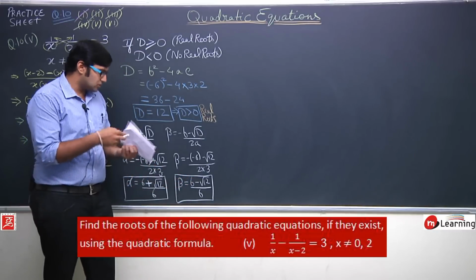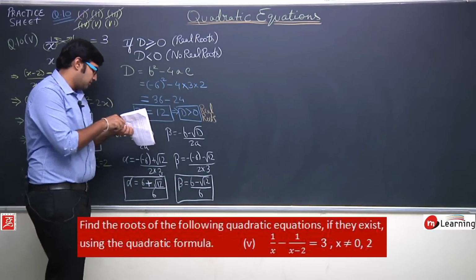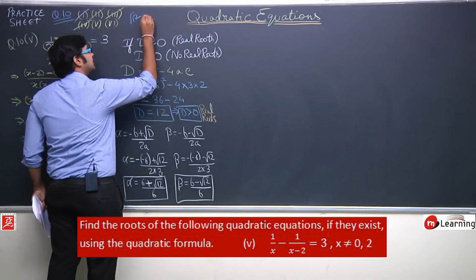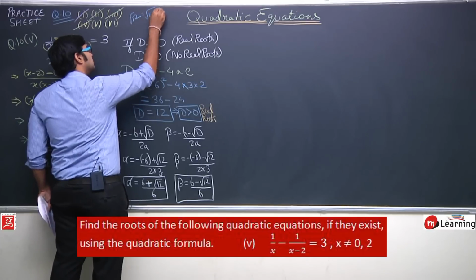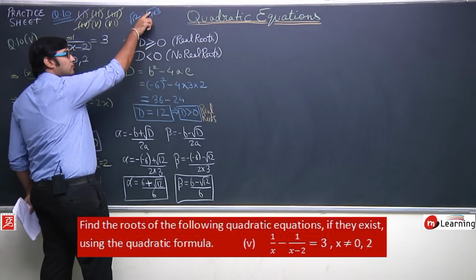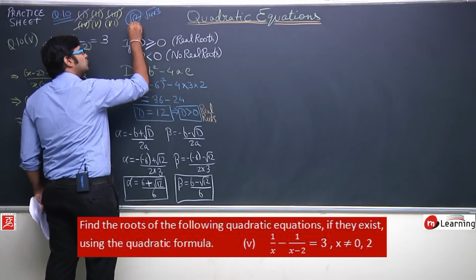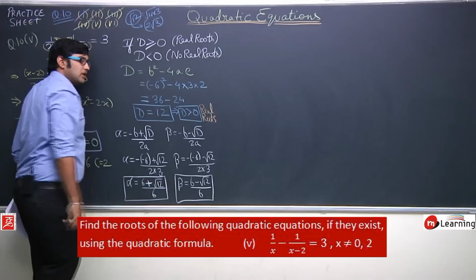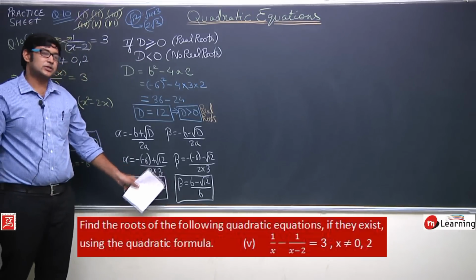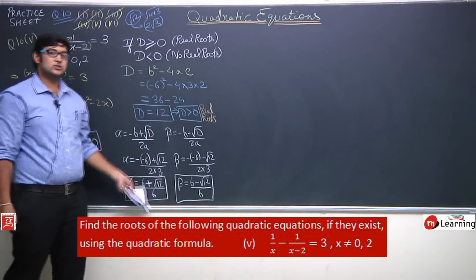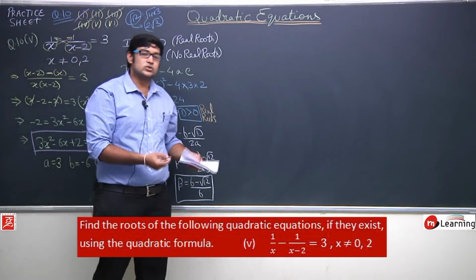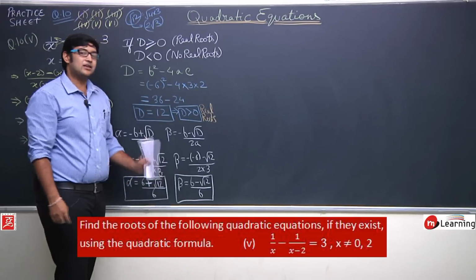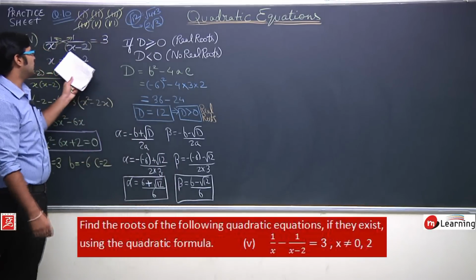How can you solve this? Because root 12, if you see, root 12 is basically root of 4 into 3, and the square root of 4 is 2. So I can write this root 12 as 2 root 3. In place of root 12 I can substitute 2 root 3 and further solve this equation to determine the roots, or we can simplify these roots. In this manner we need to solve this kind of equation.